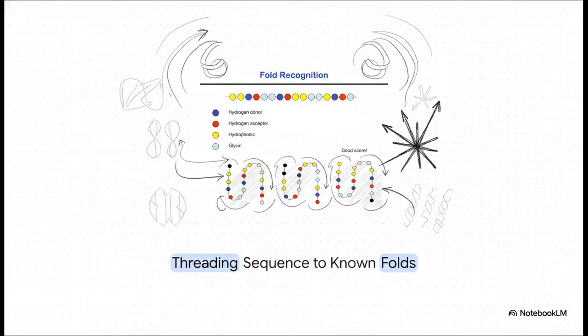Here's how that threading process works. Our sequence of amino acids has all sorts of different chemical properties, right? Some are hydrogen donors, some are acceptors, some are hydrophobic. You get the idea. We literally thread this input sequence onto a massive library of known shapes, or folds. Then we calculate a score for the compatibility between our sequence's chemical properties and the physical reality of that structure. We just keep testing different known folds over and over until we get a hit. We're looking for a structurally sound arrangement that gives us a good score.